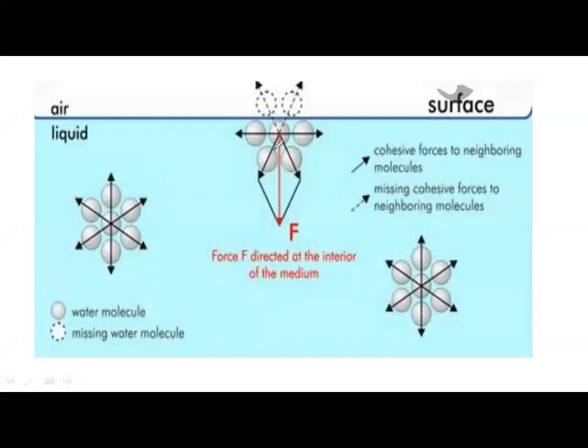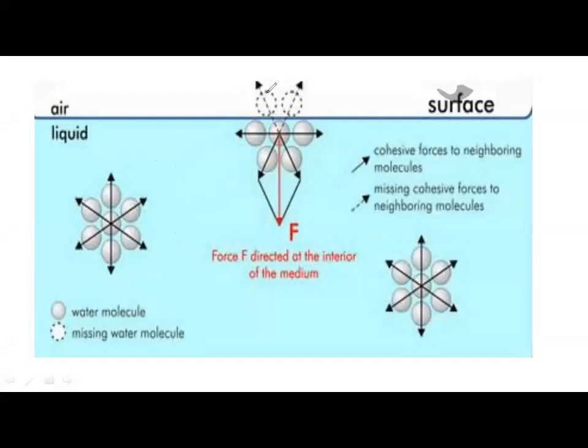But if the molecule is at the surface, what will happen? There will be unbalanced force experienced by the molecules at the surface. Correct? So in case of bulk of the liquid, each molecule is attracted equally in all the directions by the neighboring molecules, hence the molecule will not have any net force experienced. Understanding?